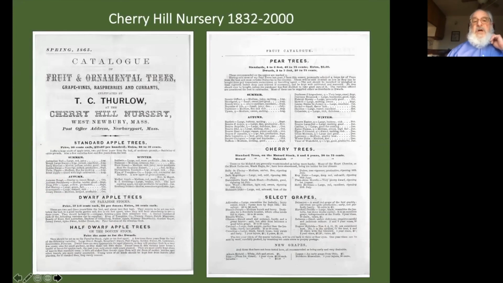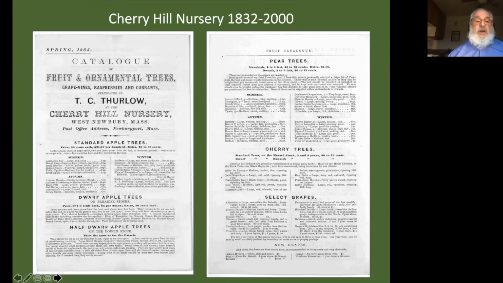And at the same time, starting as early as 1832, but going, as you can see, all the way to 2000, the Thurlows started the fairly famous Cherry Hill Nursery. And it was famous for peonies and for doing a lot of grafting, or creating cultivars, of some garden plants, but it also purveyed a heck of a lot of trees.